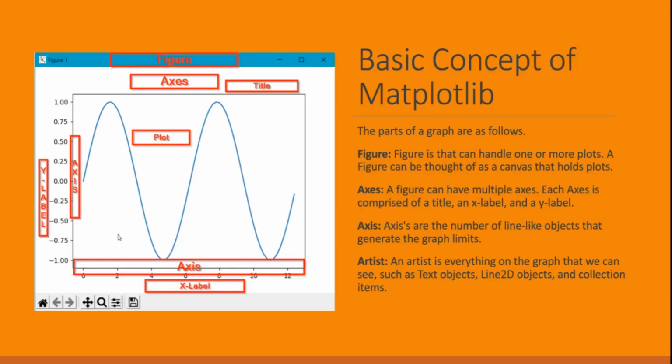And in last we have artist. Artist is everything on the graph that we can see, such as text, a line, or a graph or marker points or anything else. Here, the blue line which plotted the data is an artist. I hope you get some basic concept about the Matplotlib plot.